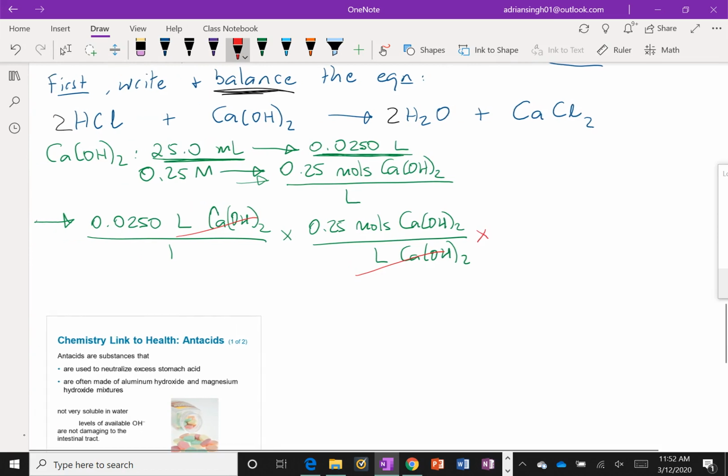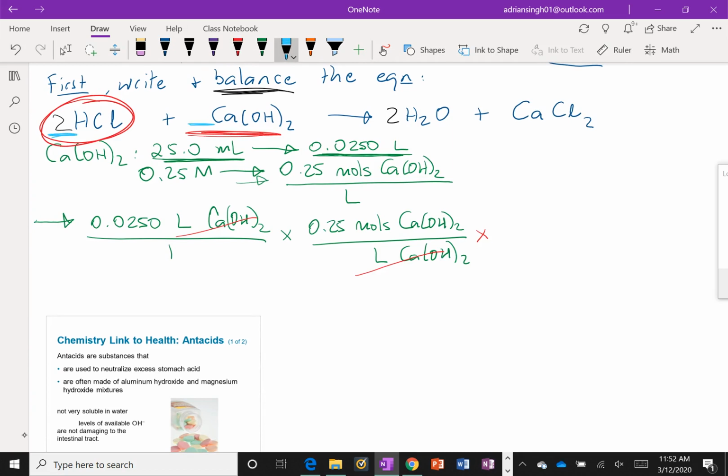We need to find the concentration of the HCl. So what relates the calcium hydroxide to the HCl? Well, that's your mole to mole ratio from the balanced equation. From that equation, we can see that 1 mole of calcium hydroxide reacts with 2 moles of HCl. We just get that from our balanced equation. We put it this way so that the moles of calcium hydroxide can cancel out. So up to this point, we have moles of HCl.